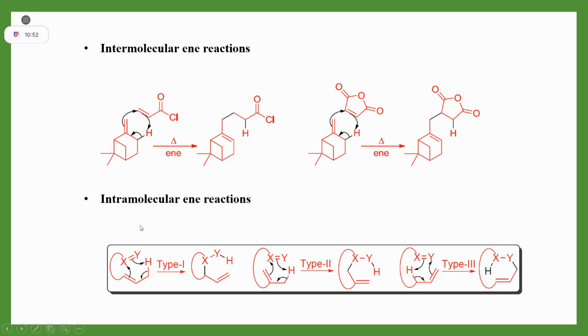Now what is the intra? In intra, the enophile is embedded within the system. Yes or no? So allylic hydrogen is going to transfer from here, and on the basis of the enophile tethered to your ene, I'm repeating again, on the basis of the enophile tethered to your ene, these reactions can be classified as type 1, type 2, type 3 on the basis of the number of carbons in between your ene and enophile. Okay.